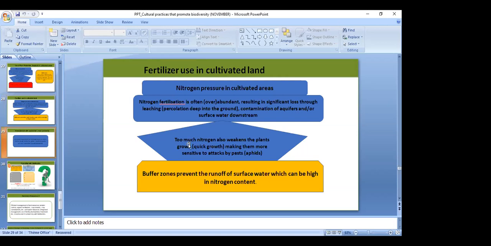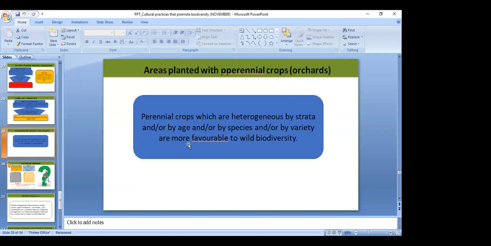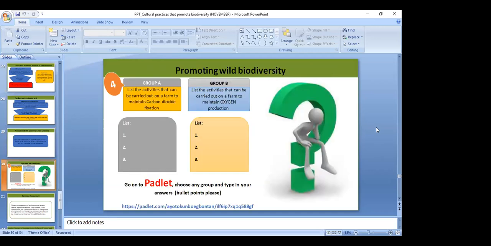So we have areas planted with perennial crops. And at this juncture, I believe many of us are used to planting perennial crops. Perennial crops, which are heterogeneous by strata or by age and or by species and or by variety, are more favorable to wild biodiversity. We all know what perennial crops are, and at this junction, I will want to ask the kind of perennial crops we plant on our various farms.